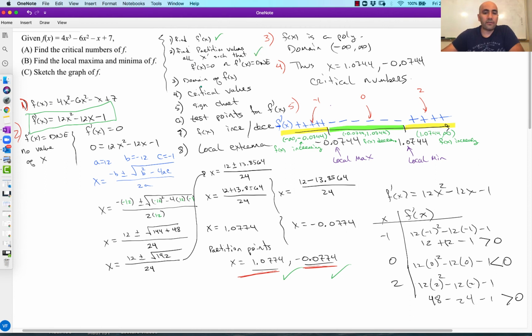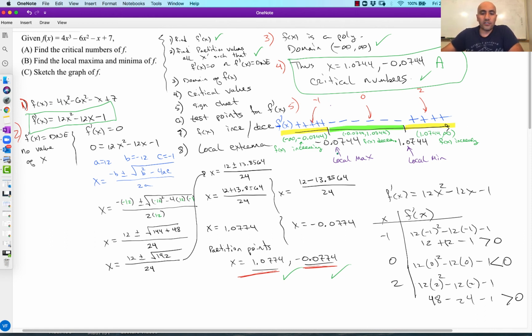Next, we thought about the domain. Here it is. So the domain, because it's a polynomial, the domain of the underlying function is defined on all real numbers. These points are in that domain. Therefore, they can be upgraded from being partition points to now being critical numbers. And that leads to the answer to part A. Part A answer is right here. These are the critical numbers. Good.